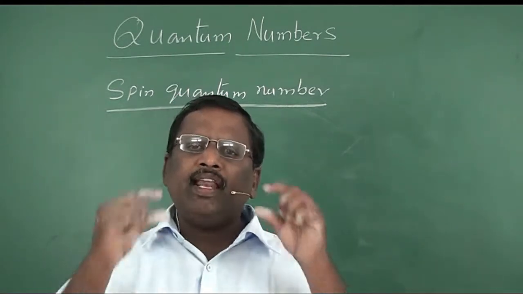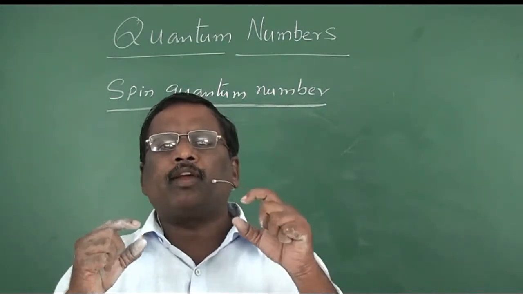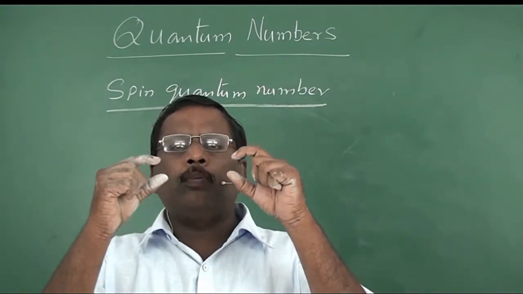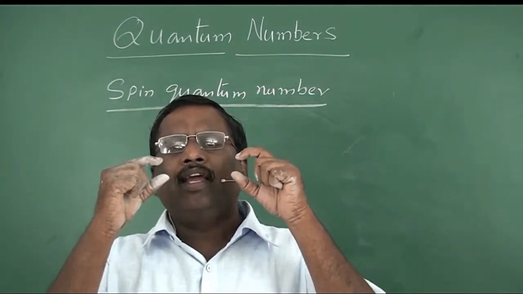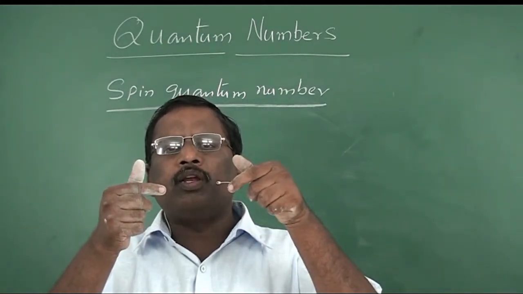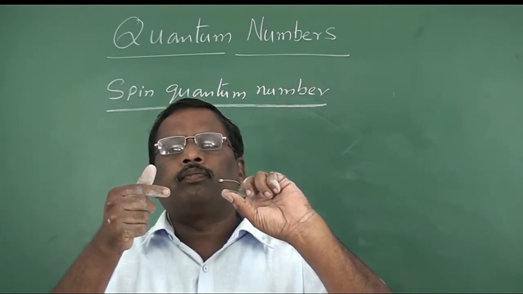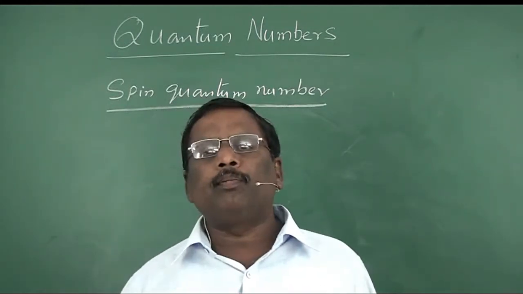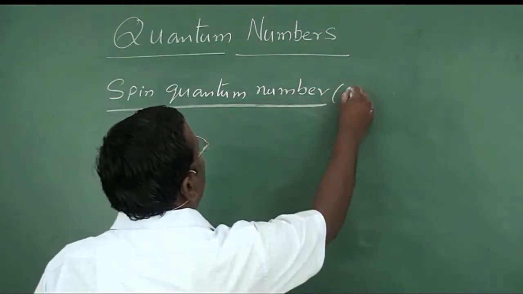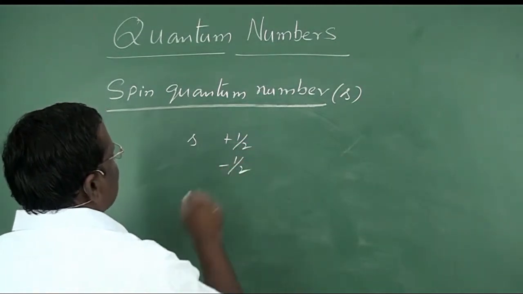That's why in any orbital, there is possibility for two electrons only, because only two spinning directions are there. An orbital can accommodate only two electrons. In that orbital, one electron will spin in clockwise direction and other electron will spin in anti-clockwise direction. So this quantum number will have only two possible values. They are plus half and minus half. S values are plus 1 by 2 or minus 1 by 2.